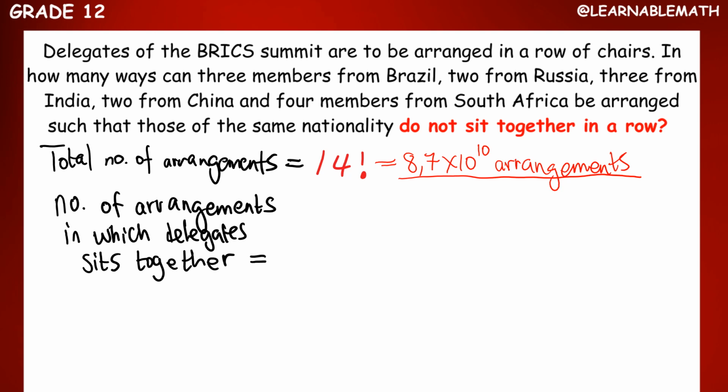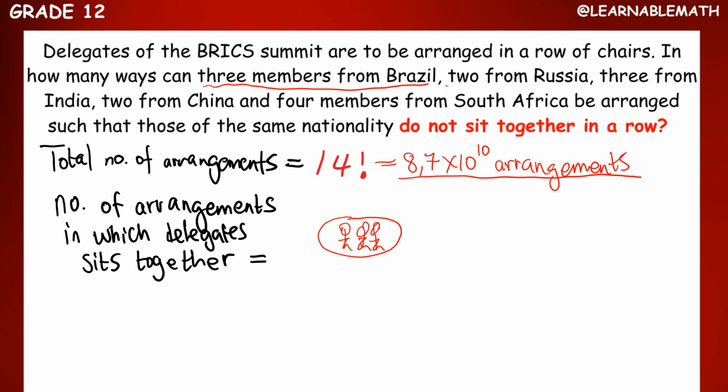Okay, now we can go and count the number of arrangements in which the delegates sit together according to nationality, right? So remember, we had 3 members from Brazil. So these 3 members must be seated together. Let me just do this to indicate that we have 3 members there. These are the 3 members. I'm just going to put them in one unit, because in this case we want to count when they are seated together. Okay, so we consider them as one unit.